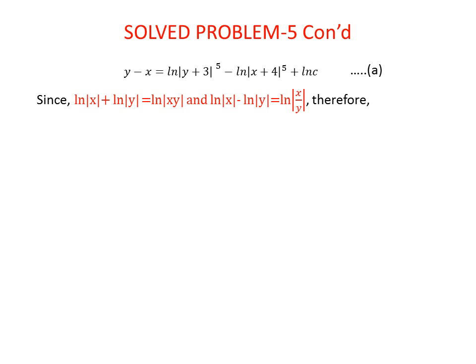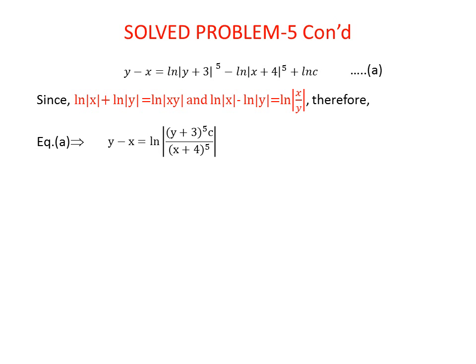If we use these two properties on the previous equation, that is equation A, we simplify the differential equation as: on our left hand side there is y minus x, so it is y minus x. On our right hand side we apply the two properties, then after applying you will get (y plus 3) to the power 5 multiplied by c.